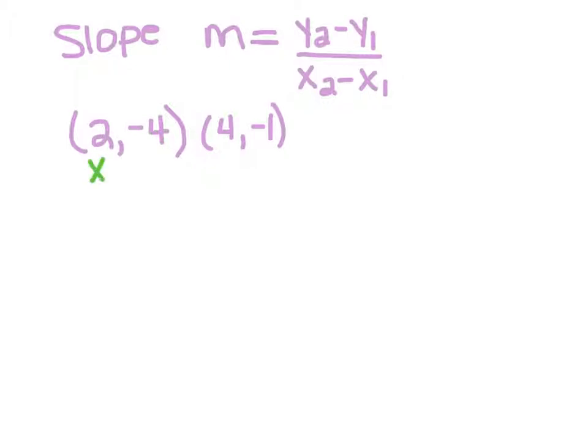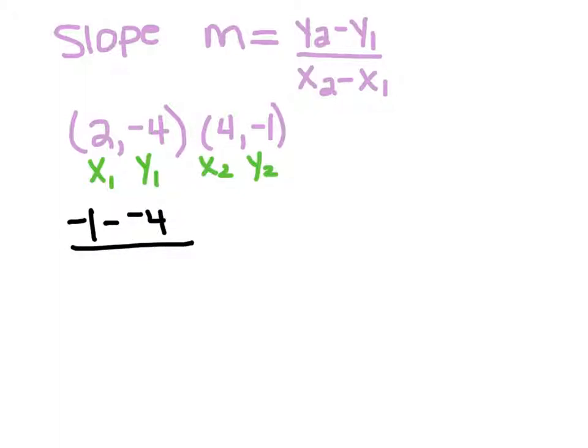the first point is x sub 1, y sub 1. The second point is x sub 2, y sub 2. Remember, x's go first, y's go second. Because this one's the first point, it gets the 1s, and the second point gets the 2s. So we just plug it into our equation. So y sub 2 would be -1 minus, so this is the minus from the equation, and then y sub 1 is -4.